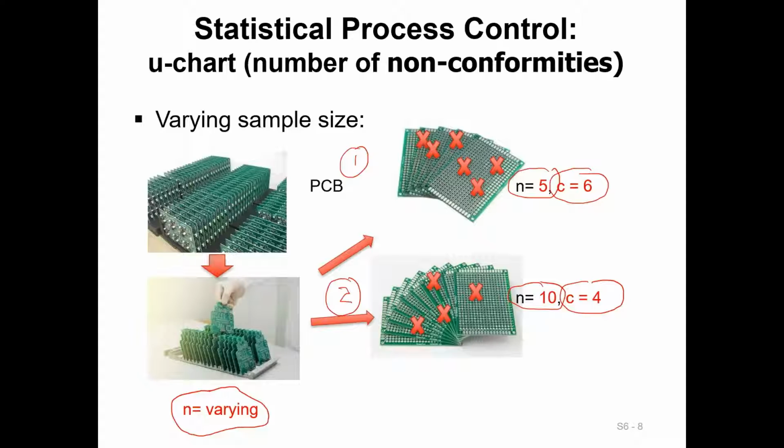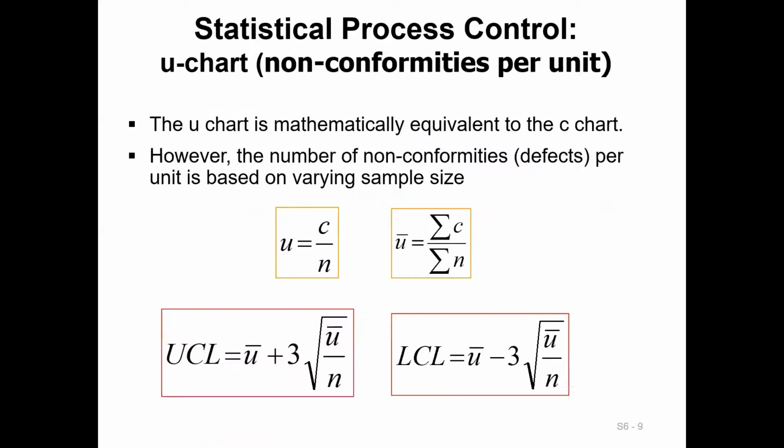Okay. In that case, then we use the U chart. Sounds very familiar? Quite similar to the P chart, correct? Very simple. So the formulas for the center line, upper control limit and lower control limit for the U-chart are what you can see from the slides.